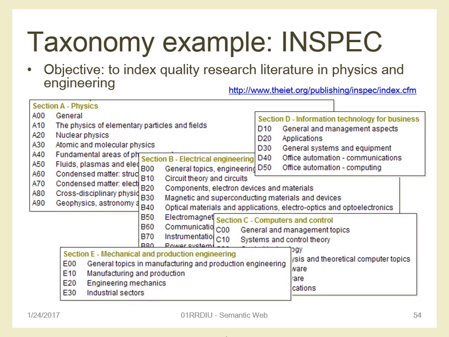INSPEC is a taxonomy that has the objective of indexing research literature in physics and engineering. So it has a lot of categories, for example, electrical engineering and physics. And they are divided at first level in, let's say, atomic and molecular physics, nuclear physics, and so on. And each of them has more and more levels of detail, so that at the end, each literature item is assigned a list of keywords that are taken not only from a controlled vocabulary, but from a taxonomy. That means that if something, of course, is about nuclear physics, it's also about physics, and the relationship is inherited from this tree structure.